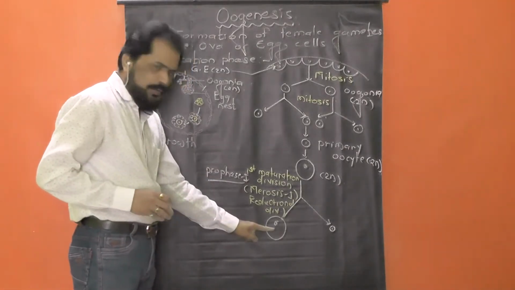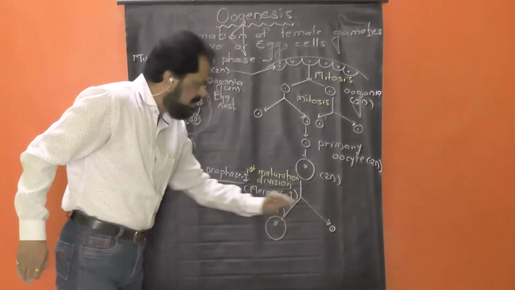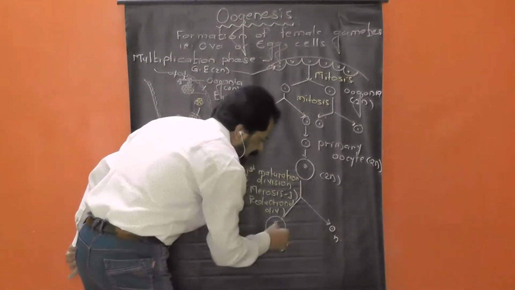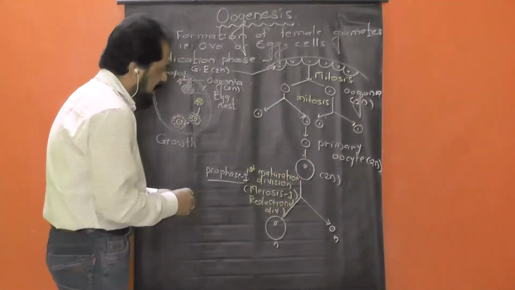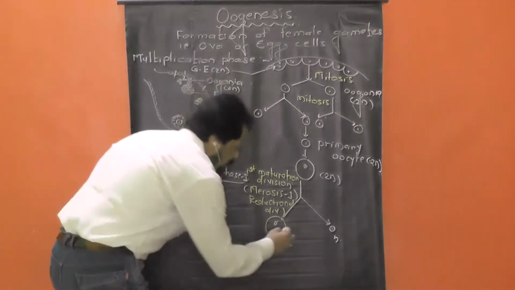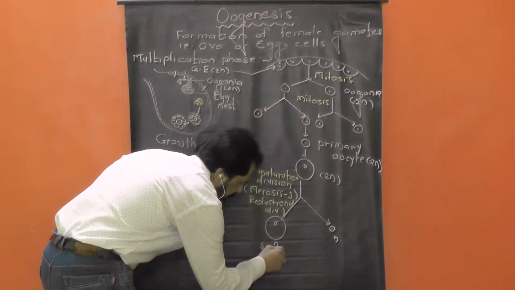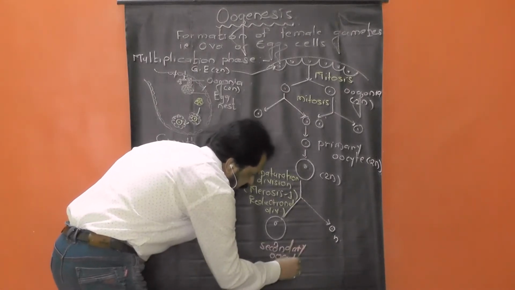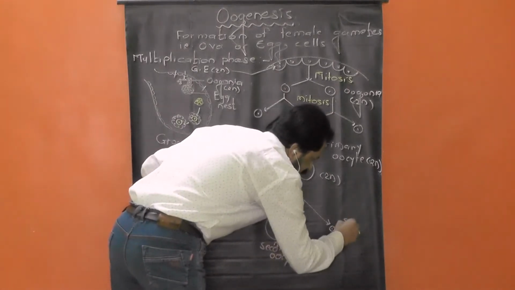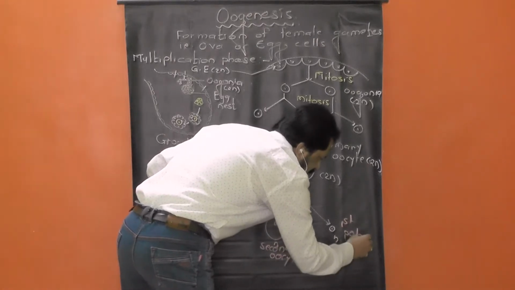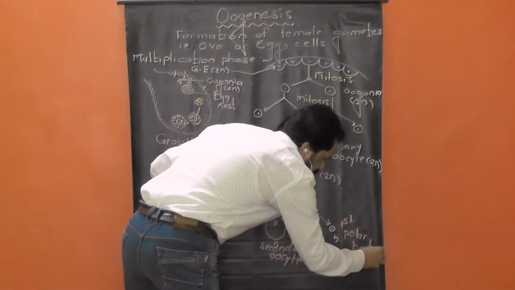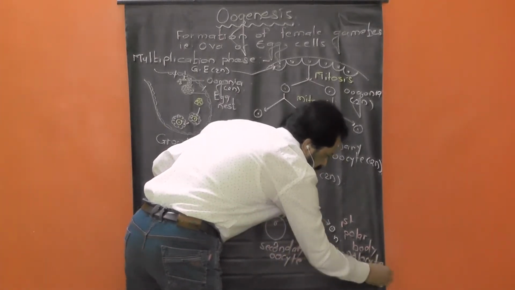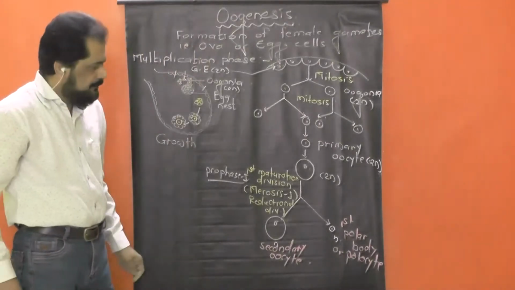One is a very large cell, one is a very small cell. Both are haploid, no problem, but one is very large, one is very small. The larger cell is known as secondary oocyte. Larger cell जी आहे ती आहे secondary oocyte, and the smaller cell is called first polar body, or it may be called the polocyte.